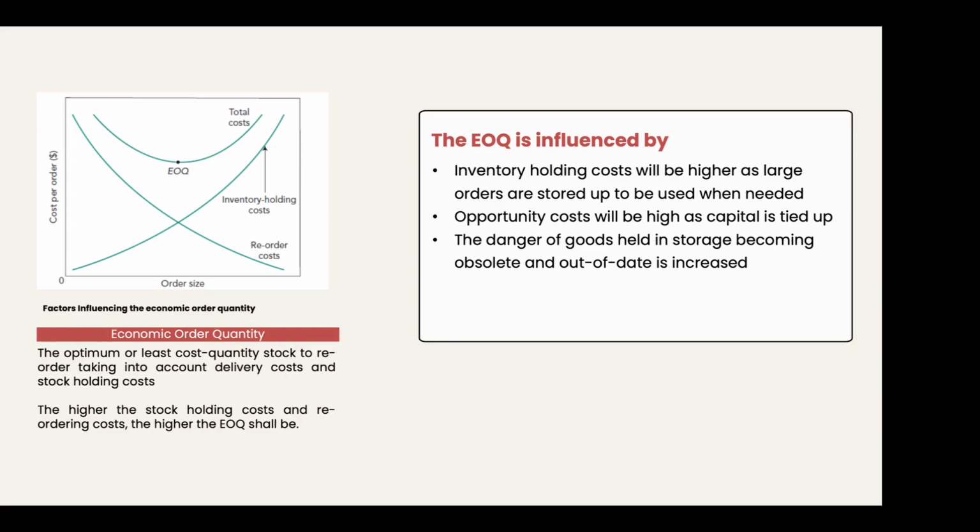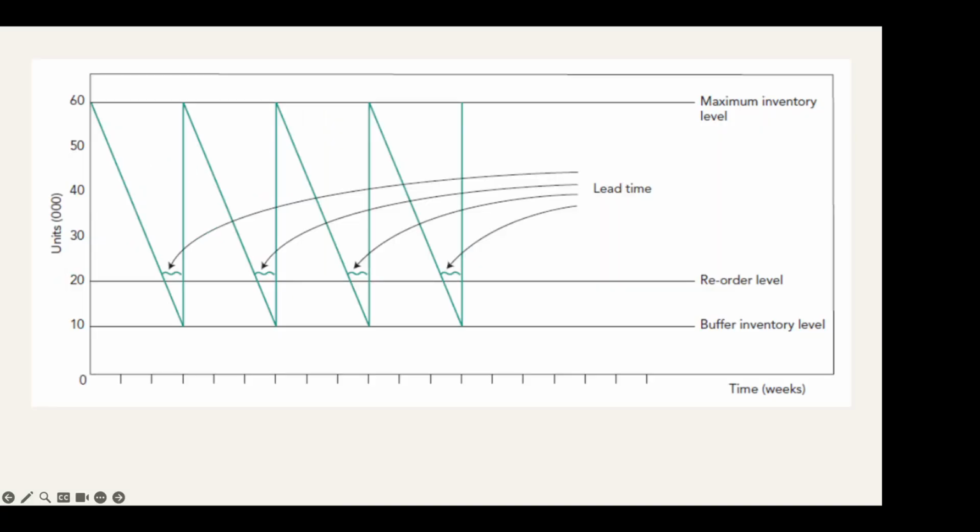Now, optimum is shown here as well. The optimum or least cost quantity of stock to reorder, taking into account delivery costs and stock holding costs. The higher the stock holding cost, the higher the EOQ will be, right?